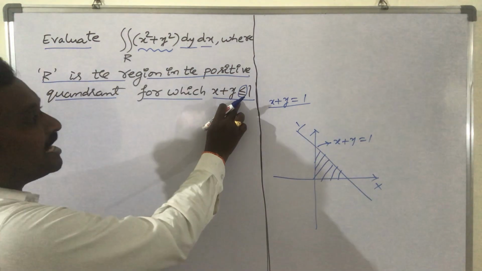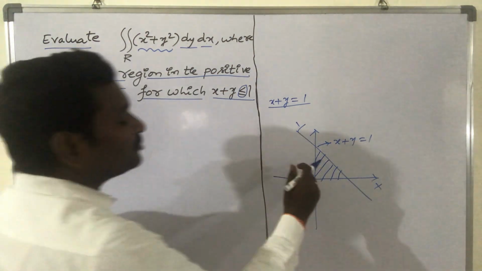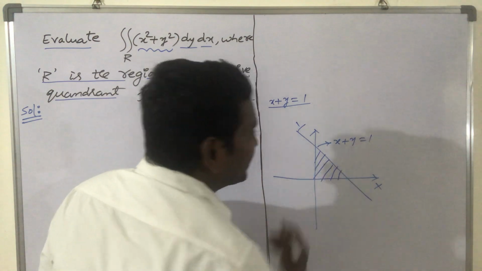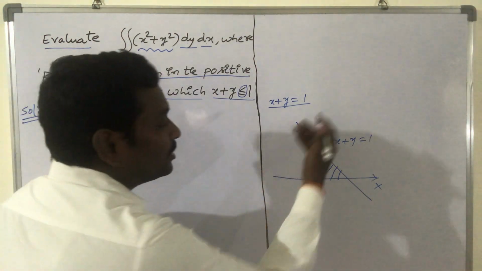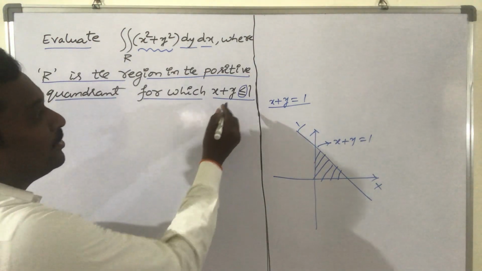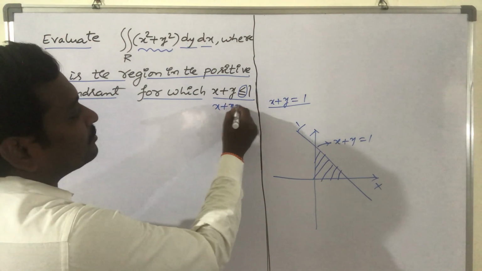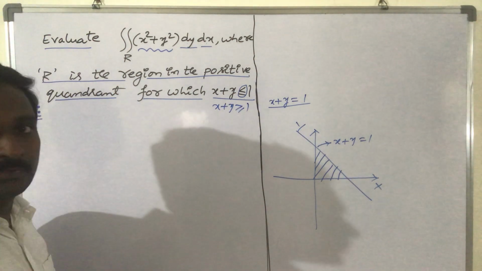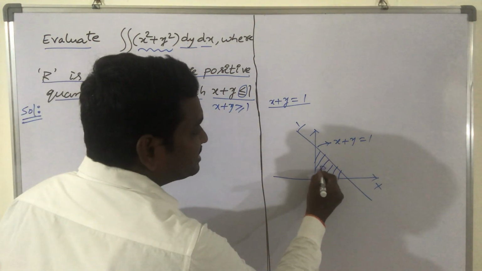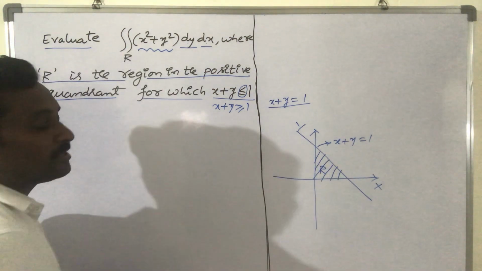If there is a greater than or equal to 1 symbol, then you have to take the integration in the upward direction. You should take the integration there when you have x plus y greater than or equal to 1. This is our given region. You should draw this figure here.